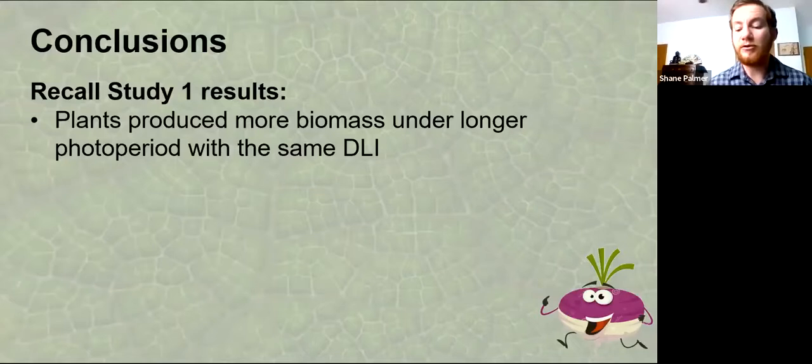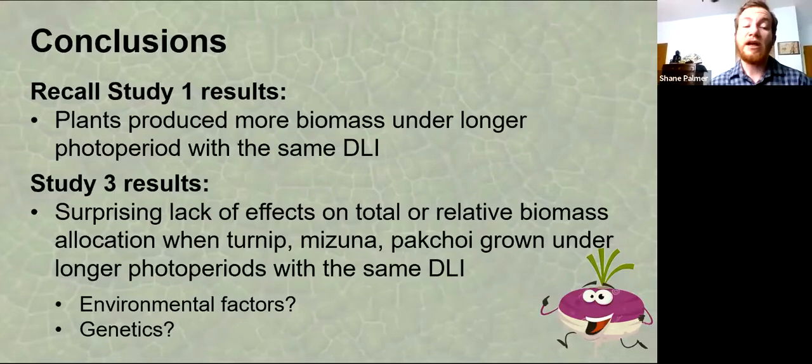So these are my conclusions pretty much for all three studies now. If you recall from study 1, we did show that plants produce more biomass under longer photoperiods with the same DLI. And if you now tie that into study 3, where I mentioned there was a lack of photoperiod effect on both total or, for most part, relative biomass, when we grew turnip, mizuna, and pak choi under these longer photoperiods with the same DLI. There's a possibility that there may be environmental factors or genetic factors affecting this, but I would actually love to get some other people's feedback about what they think may have happened to have this kind of outcome.